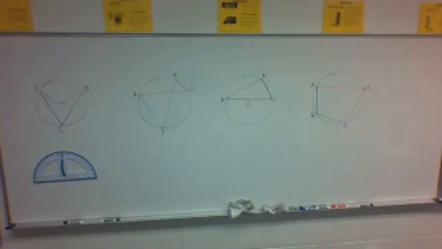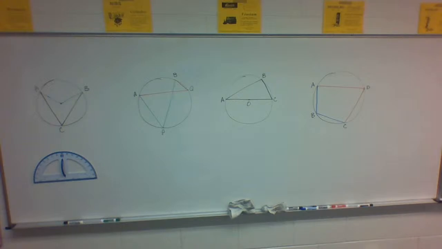Okay, so we're on section 10.4. The book calls this inscribed angles, polygons. I'm not sure I would call it that. I would call it inscribed angles and 3 corollaries. Do you have any idea what a corollary is?